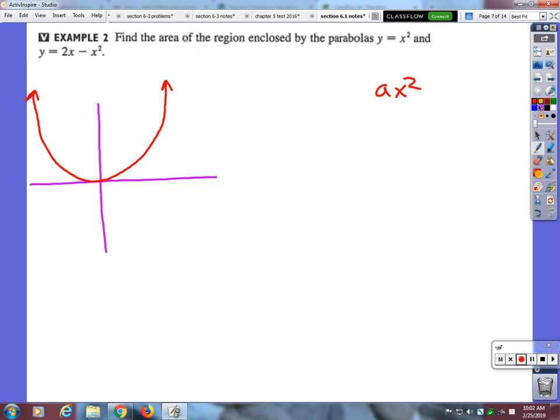What the 2x changes is the x-intercepts of the graph. So if I have 2x minus x squared, I need to figure out where this is going to cross the x-axis. So I'm going to factor out an x.